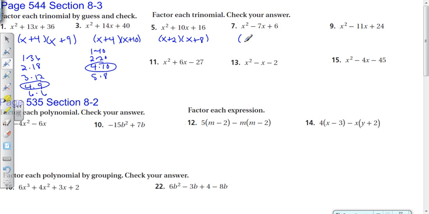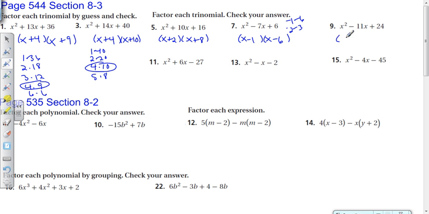Number 7, what can I multiply to get positive 6 that adds up to negative 7? Well, I can do negative 1 times negative 6. I can do negative 2 times negative 3. And a negative 1 and a negative 6 add up to negative 7. So it's a negative 1 and it's a negative 6.